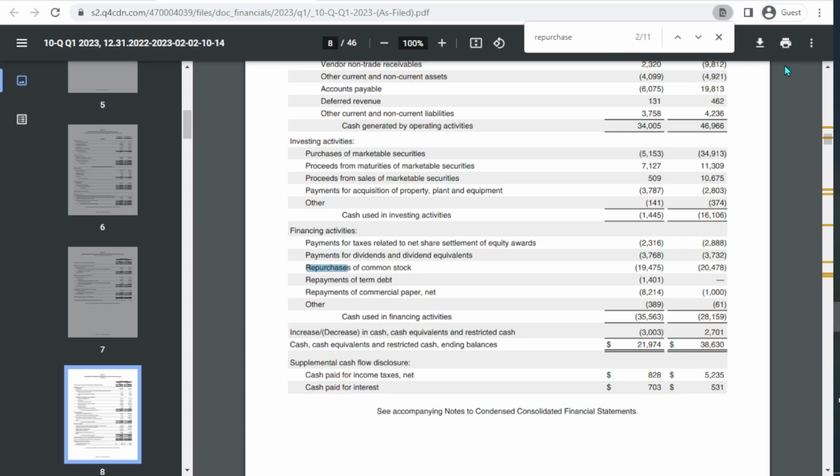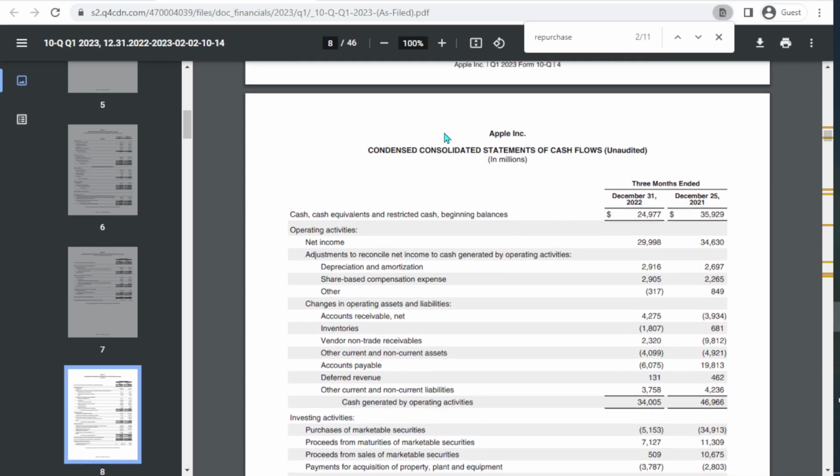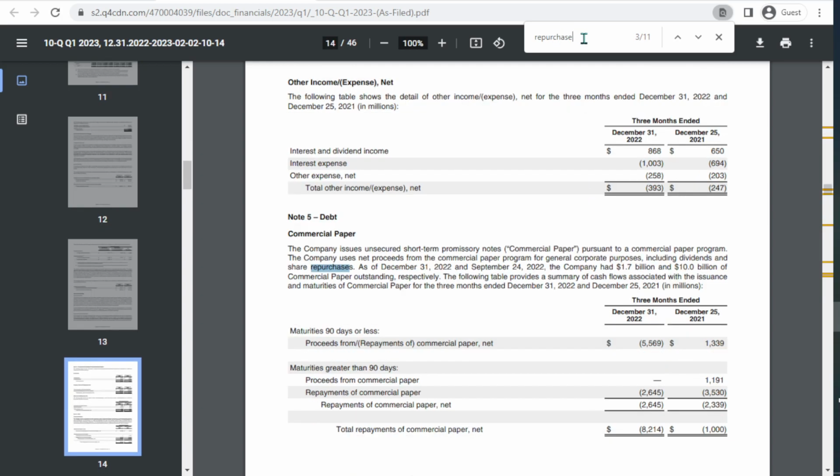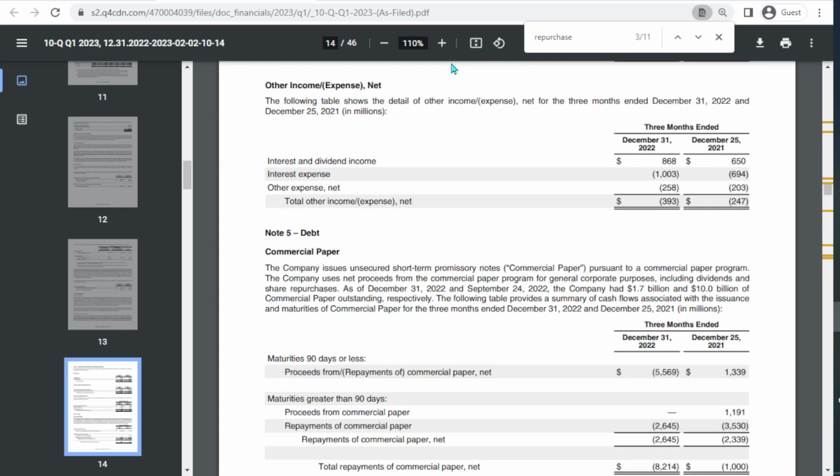Now let's hit enter again. Now we're on the condensed consolidated statement of cash flow. So right here, it's showing that they spent 19.475 billion. So now let's click enter again. And now they're talking about commercial paper. So let me just go ahead and zoom in on this. So what is this really saying? It's saying the company issues unsecured short-term promissory notes pursuant to a commercial paper program. The company uses net proceeds from the commercial paper program for general corporate purposes, including dividends and share repurchases.